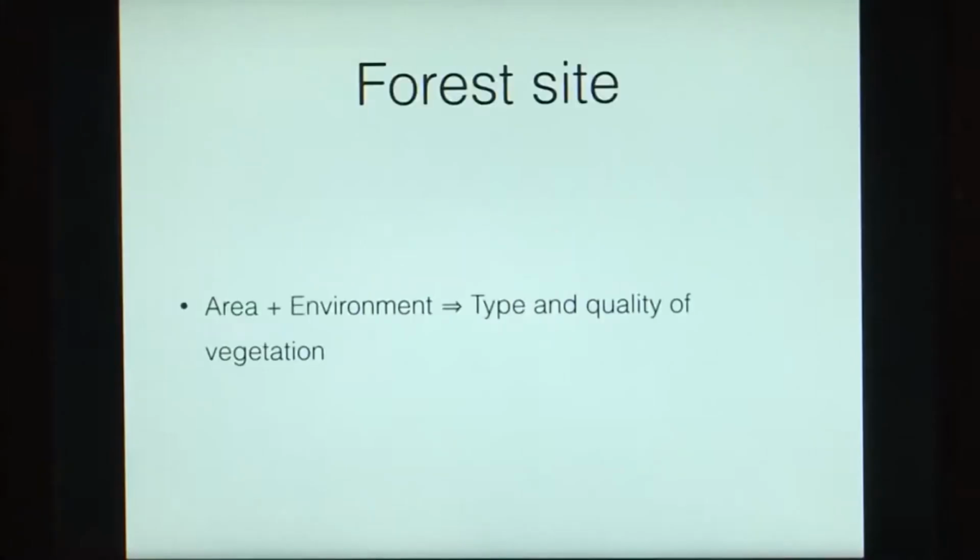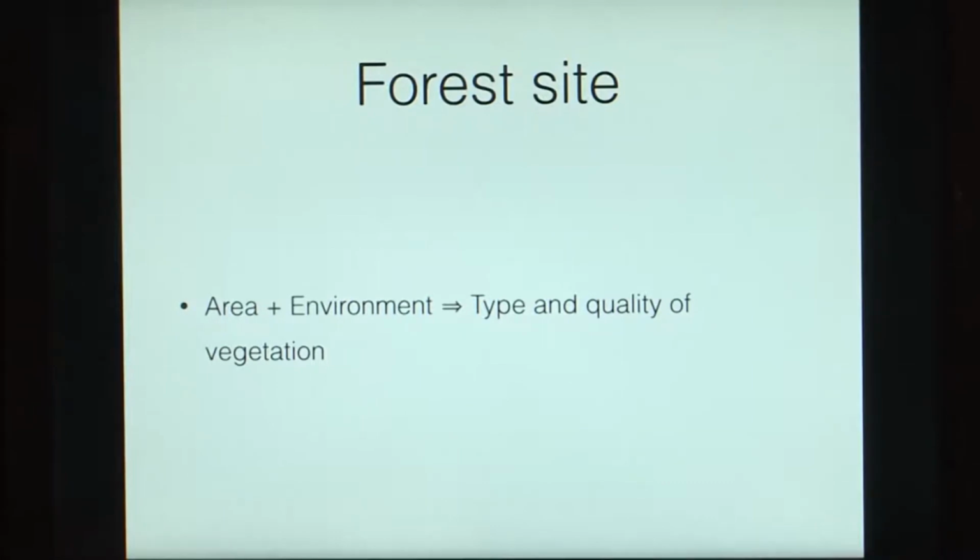So, what is a forest site? By a site we mean an area plus its environment. So, the area plus the environment will give us the type and quality of vegetation. The type of vegetation might be very different. For instance, in the case of hilly areas you might be having coniferous forests, in the case of plains you might be having broadleaf forests. The type of vegetation will vary and also the quality of vegetation as determined by its diameter, its height, its volume and by a number of other factors. So, area plus environment gives you the type and quality of vegetation.